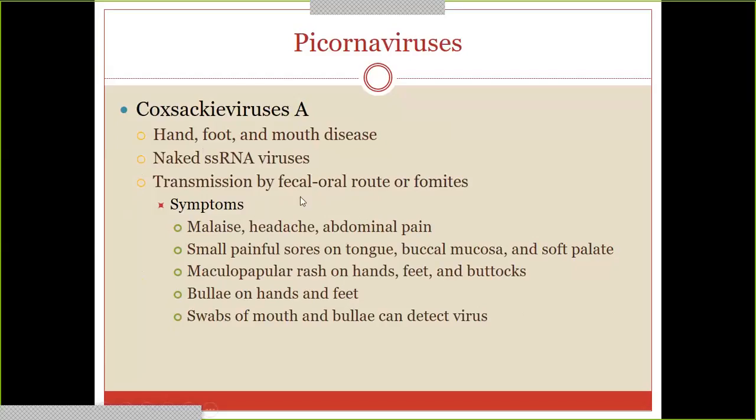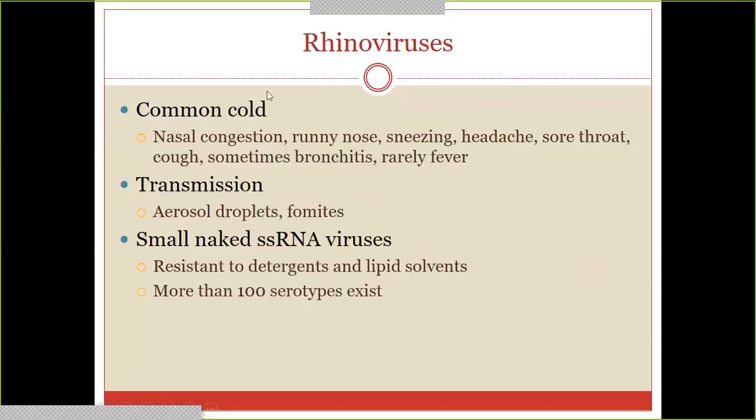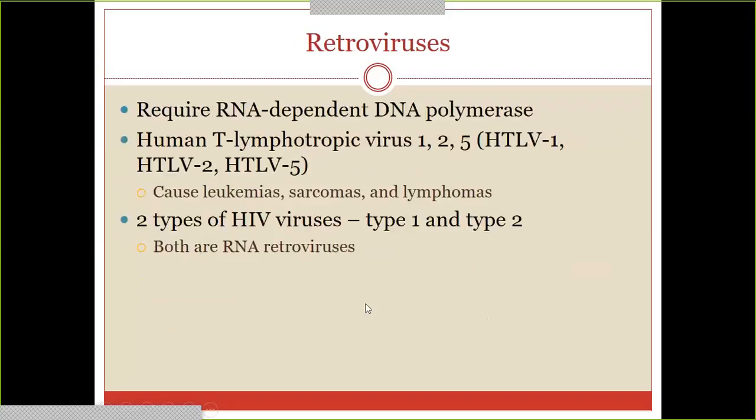But yeah, that's Coxsackie A, Coxsackie B, I'm not going to worry about. Rhinoviruses, those are the majority of your colds. That's all we're going to say there. Retrovirus, this is where your HIV, and there are two types of HIV, type 1, type 2, that both fit in here. And then there's also human T lymphotropic virus that fits in here that is thought to be associated with different leukemias and lymphomas.